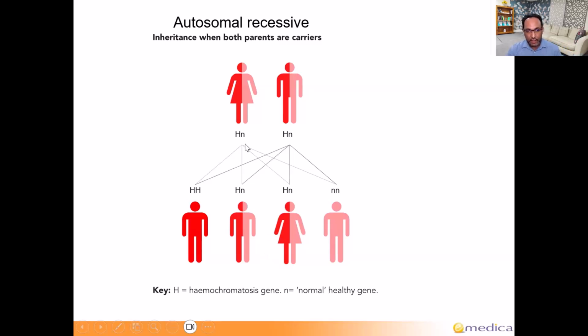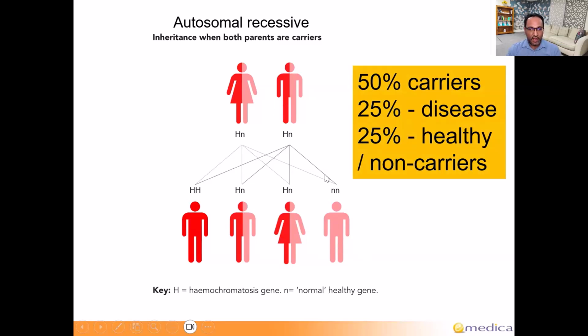And then you could be lucky. You could get the normal gene from mum and the normal gene from dad. There's a 1 in 4 chance that happens. If this happens, not only will you be healthy, not have symptoms, but you can't pass it to the next generation. Okay, so that's how autosomal recessive inheritance works. All right.